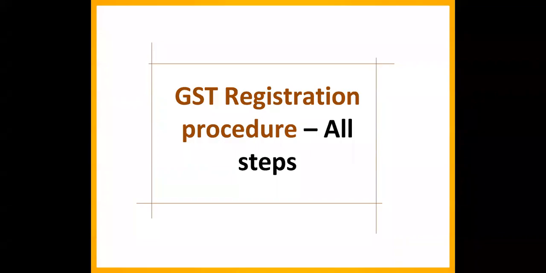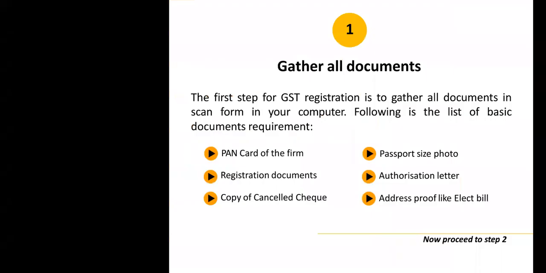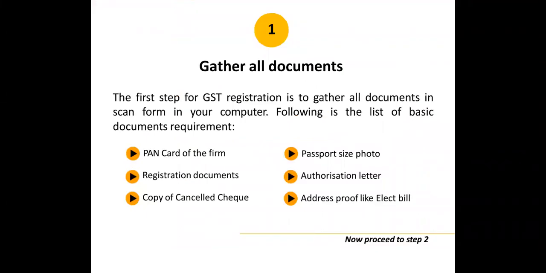This is the second part: the GST registration procedure. We are going to see the steps. What are the different steps of GST registration procedure? The first step is gathering all the documents. We need to gather all the documents. The first step for GST registration is to gather all the documents in scanned form on your computer. Following is the list of basic documents required.